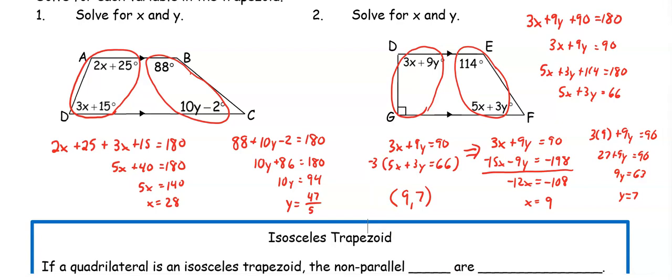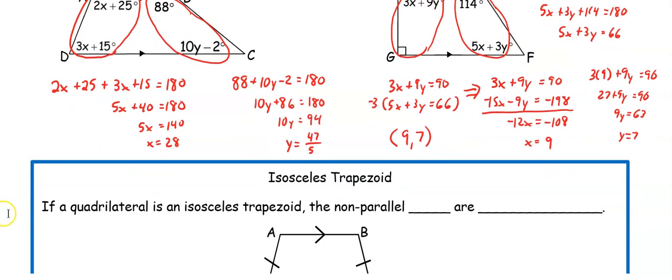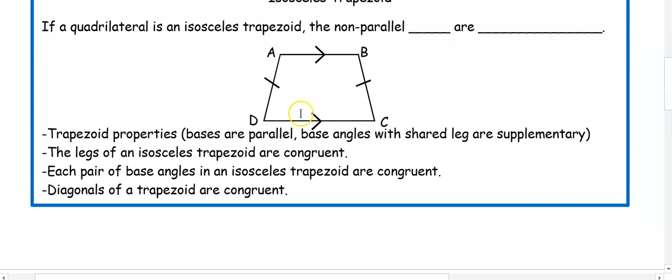Now we're going to move into an isosceles trapezoid. An isosceles trapezoid is going to add some extra properties that we can use to solve with. In an isosceles trapezoid, we still have the bases that are parallel, but now the non-parallel sides, which are the legs, are congruent. So the legs are going to have the same length.